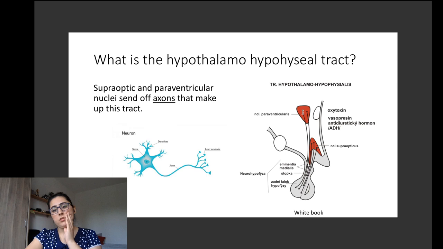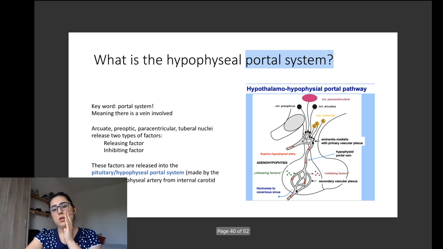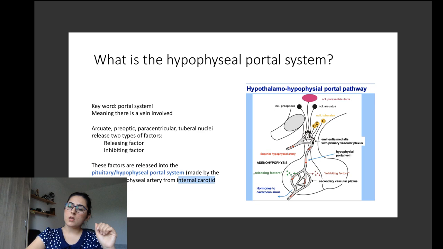In the neurohypophysis, the nucleus starts here and the axons end in the neurohypophysis. In the adenohypophysis, the axon doesn't go all the way down. So where does it end? You can see the superior hypophysial artery. You have to know that it's a branch of the internal carotid artery. Please don't forget. The superior hypophysial artery makes this vascular plexus, the primary plexus. Why primary? Because there's one more, a secondary. These axons terminate not in the adenohypophysis, but in the eminentia medialis with the primary vascular plexus. The eminentia medialis is the structure over here, and the primary vascular plexus is where these axons terminate.